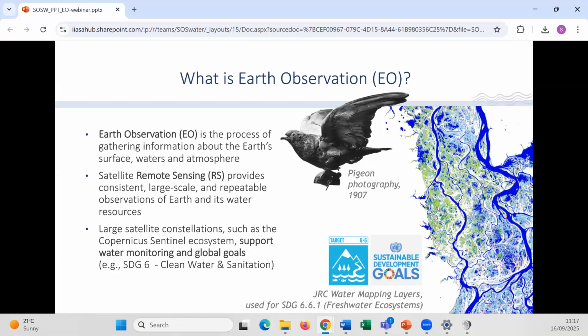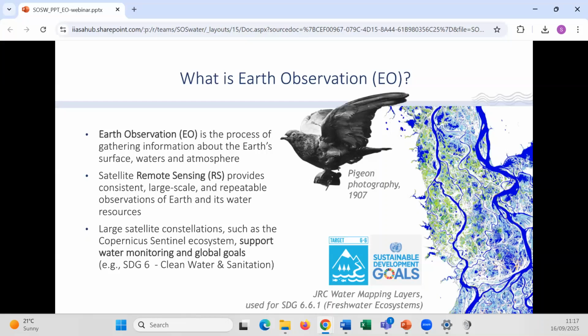Remote sensing itself basically just means measuring something from a distance. Its history goes back around 150 years, where people used to strap cameras to balloons and even pigeons, as you can see here. Then it was mostly applied in military use. But nowadays we have these large satellite constellations, such as the Copernicus Sentinel ecosystem, which supports water monitoring and global goals, such as Sustainable Development Goal 6, clean water and sanitation.